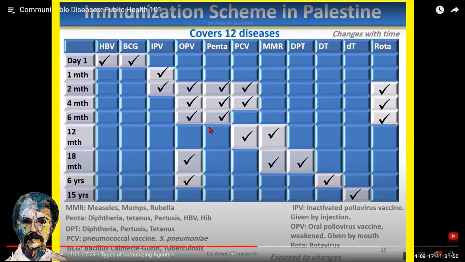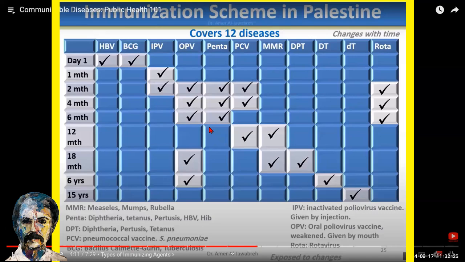Look at the Palestinian one. It protects us against 11, 12 diseases. You can count them, okay? On day one, hepatitis B is given. When the newborn is delivered, on day one, two vaccines, BCG and hepatitis B. Then we have IPV, inactivated polio vaccine, and OPV. This is a polio virus, and polio is something that is dangerous.